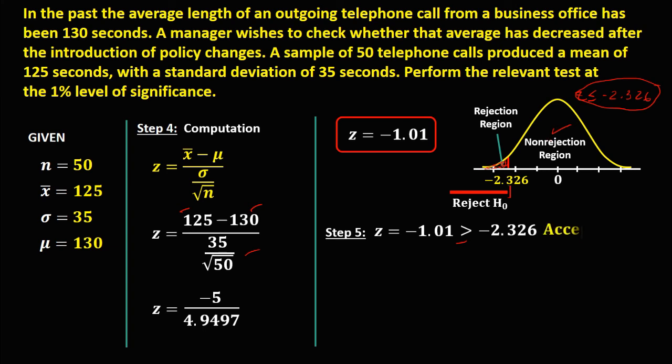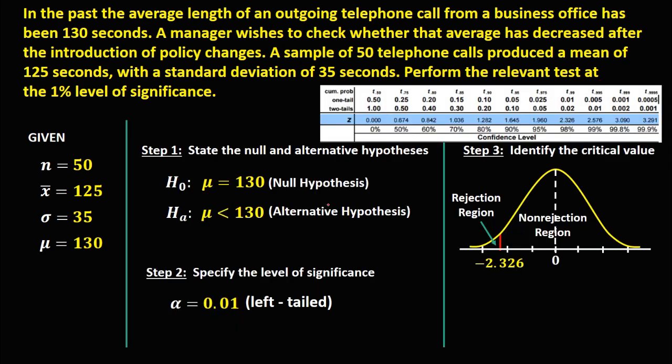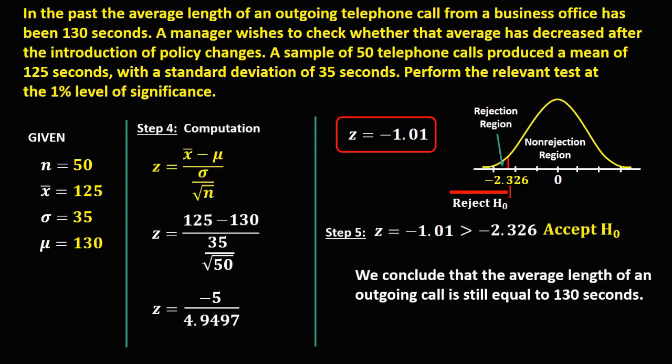Therefore, we do not reject the null hypothesis because Z is inside the non-rejection region. Since we accept the null hypothesis, we reject the alternative hypothesis. So the hypothesis mean is equal to 130. We conclude that the average length of an outgoing call is still equal to 130 seconds.